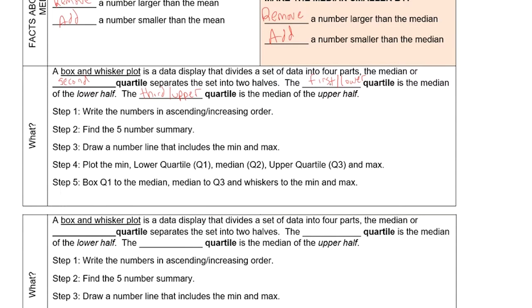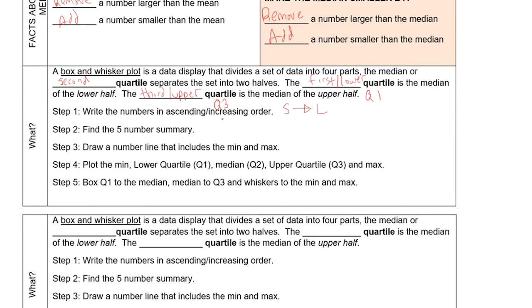So let's take a look at the first half. We can also call this Q1 for quartile 1, or the first quartile, or this last one is Q3, or quartile 3. So let's look at our steps. Step 1, we need to write the numbers in ascending or increasing order from smallest all the way to the largest. We're going to find the 5-number summary.